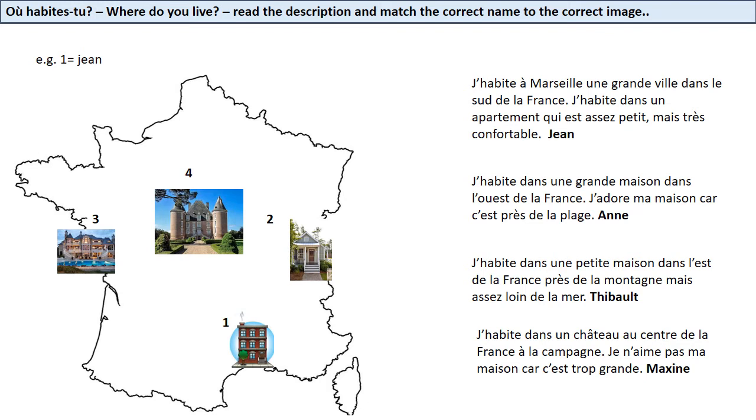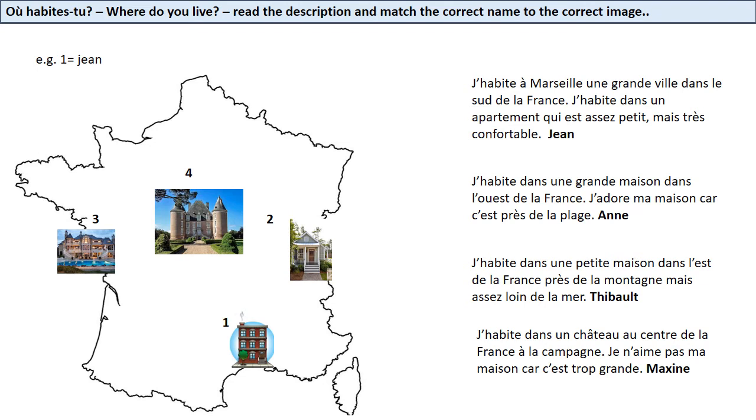So if we have a quick look at that together then, Jean says, J'habite à Marseille, une grande ville dans le sud de la France. J'habite dans un appartement qui est assez petit mais très confortable. So, I live in Marseille, a city in the south of France. I live in an apartment that is quite small but very comfortable.